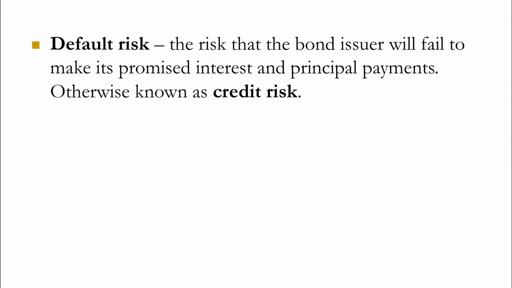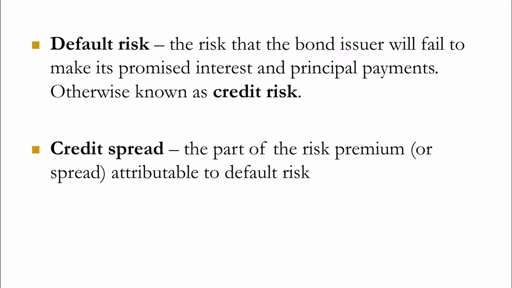Okay, moving on to default risk. So this is our second risk premium. Default risk is the risk that the bond issuer will fail to make its promised interest and principal payments, otherwise known as credit risk. So this is much higher for those firms that are in distress, so have financial difficulties, and this is showcased by credit scores. So we have three main bond rating agencies. We have Moody's, S&P, and Fitch. We'll discuss these bond ratings later in further detail, but that is what measures default risk, otherwise known as credit risk.